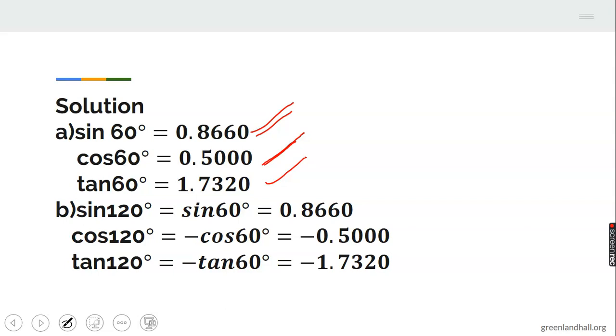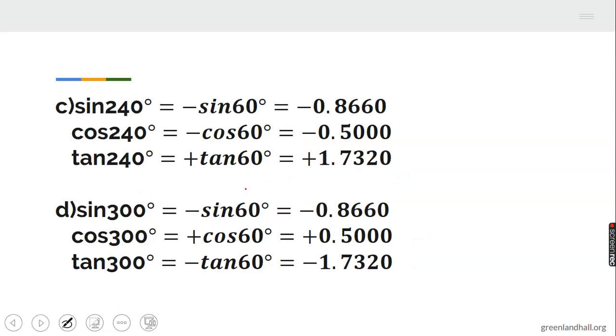Now, all these angles are equivalent. 120 is in the second quadrant. This is the first quadrant acute angle. So only sine is positive, you see, positive. The other two are negative, they will be negative of these two. Very, very important. Then the third one, this is an obtuse angle, in the third quadrant.